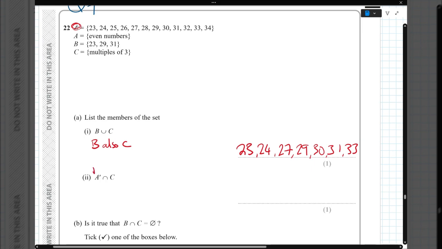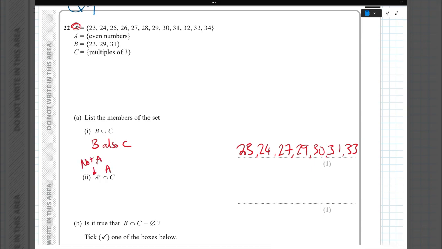So this one means not A and in C. So the multiples of 3, if they're not in A, that means they're odd numbers and they have to be a multiple of 3. So when we look across the numbers, 24 is a multiple of 3, but it's even, so we can't consider it. 27 is good. 30, even, but 33 is also good.